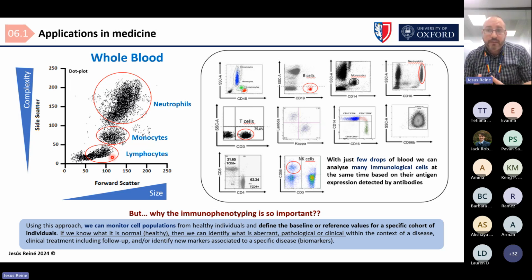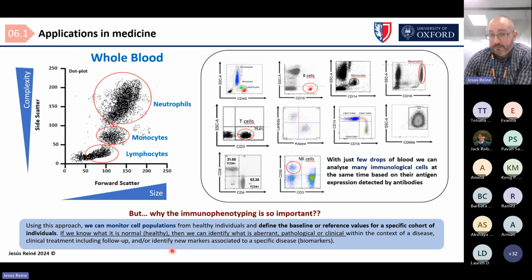We can think, okay, maybe that person has an infection, or we can see which populations are more predominant. That helps us to understand the context of a disease. It can also help us to understand any treatment and the follow-up.